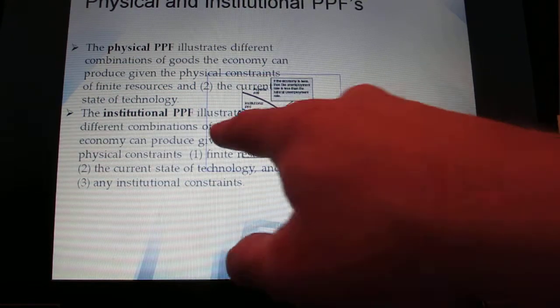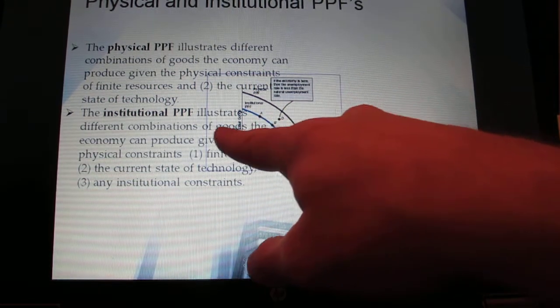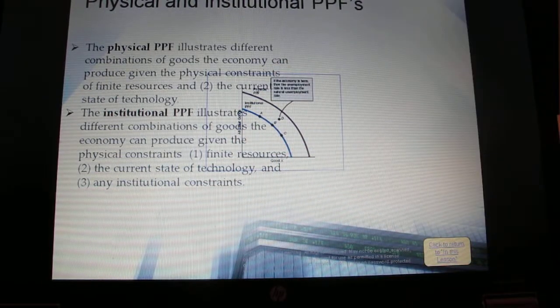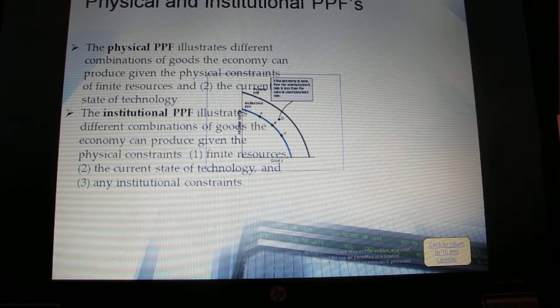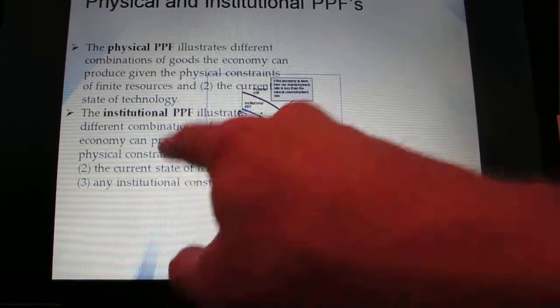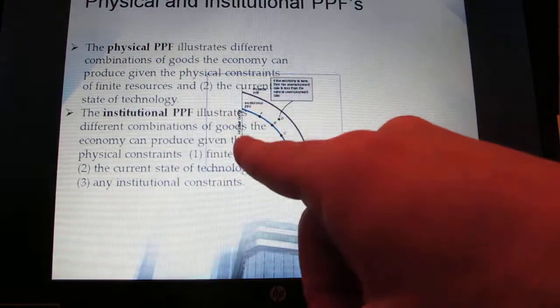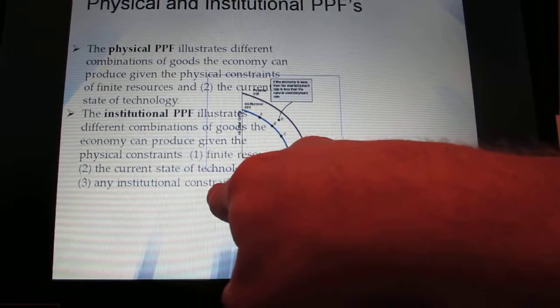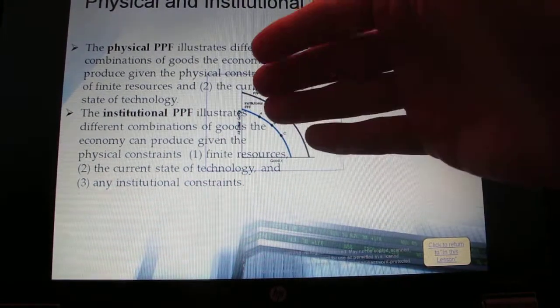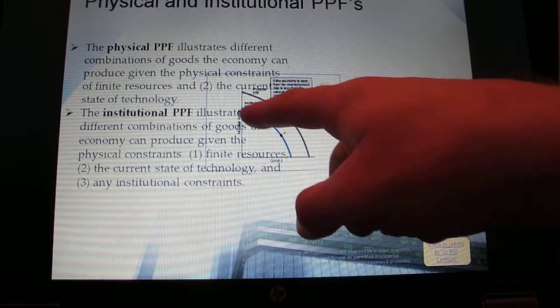The institutional PPF, and I have no idea why these slides print underneath the charts. I apologize about that. These are the slides that go with the book. The institutional PPF illustrates combinations of goods that the economy can produce given the physical constraints of finite resources, current state of technology, and institutional constraints.